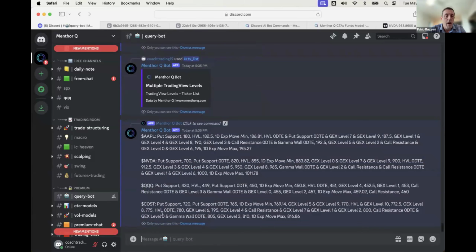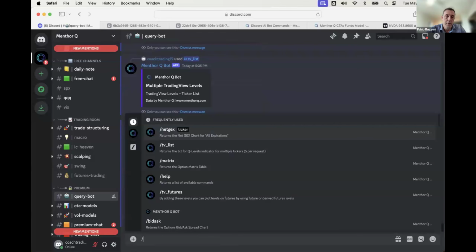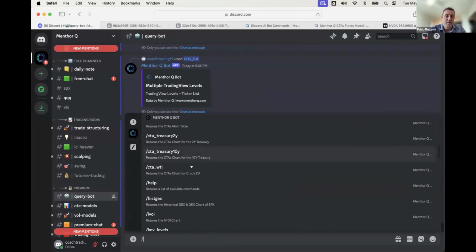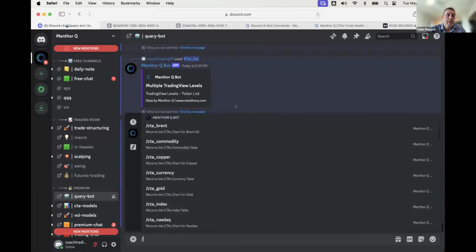I know it can be overwhelming, but the key is really to type / to activate the bot, type in a keyword for the command that you are looking for, or scroll down here and see the different commands available, and then type in the ticker.